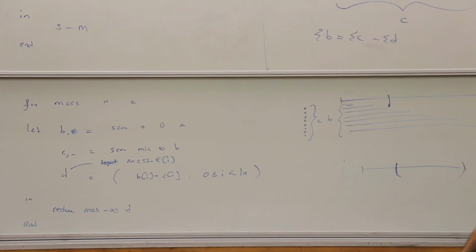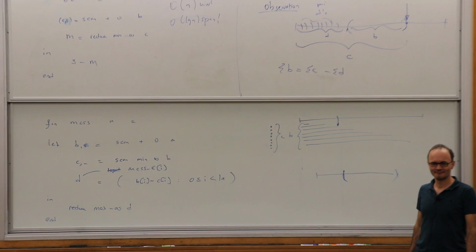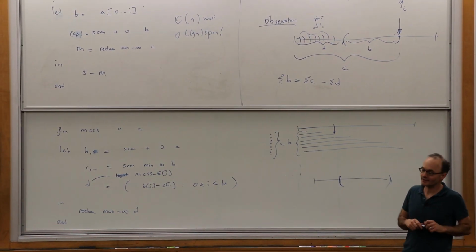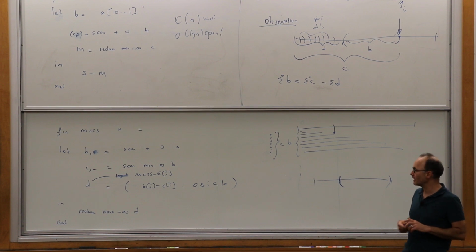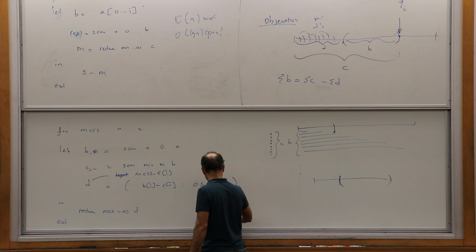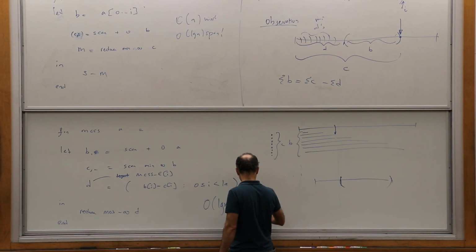Okay, question? Okay, good. So that's it. That's the contraction-based algorithm. That's optimal, right? So it's order log n span, and order n work.